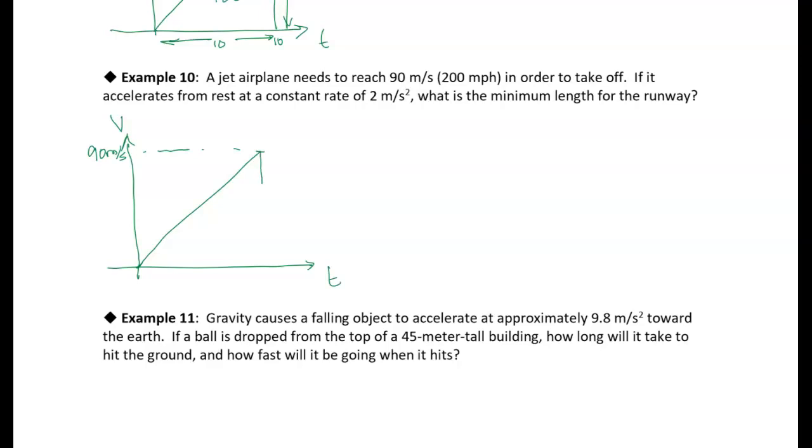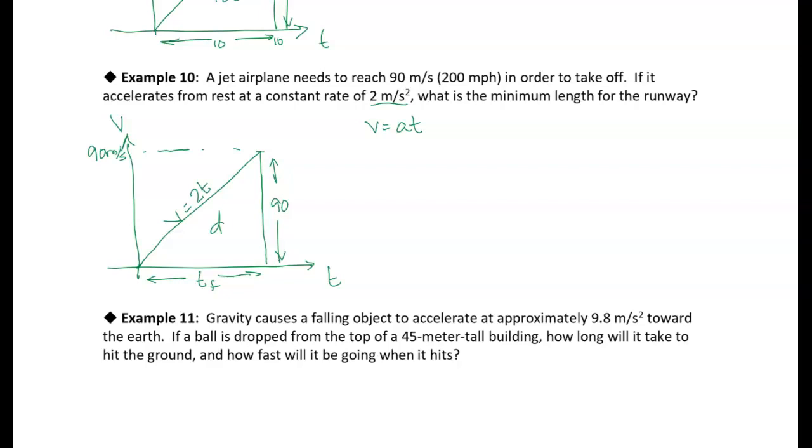Okay. So again, I'm going to draw my little triangle here. So the time it takes is the base, and the height of this is 90 meters per second. Right? And here's the distance. This is the distance it's going to travel. And we also know the acceleration here. So again, velocity equals a times t, right? So velocity is equal to 2t. Okay, that's the equation for that line.